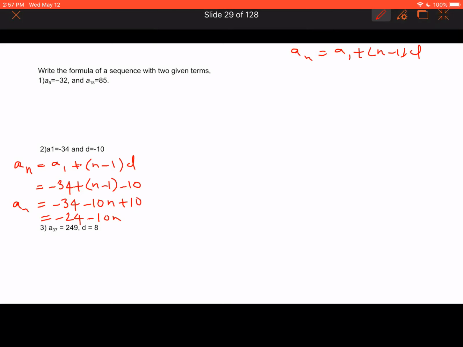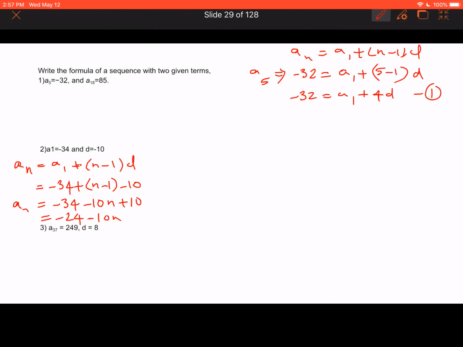So whenever the value is a5, that's the fifth term, when we write the general formula, the value is going to be minus 32, which is equal to a1's value, we don't know, plus the nth term is the fifth term, right? a5. So 5 minus 1 is 4. For clarity, I'm just writing it like this. So minus 32 is equal to a1 plus 4d. So we have got an equation.